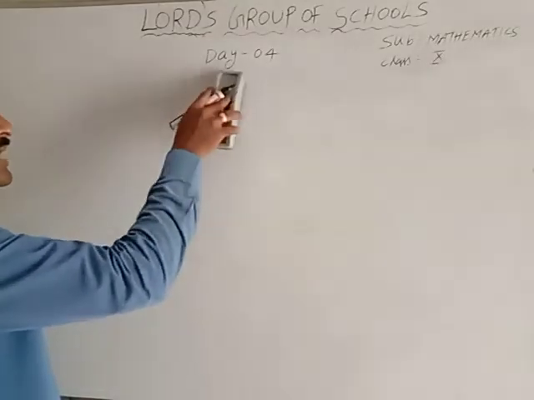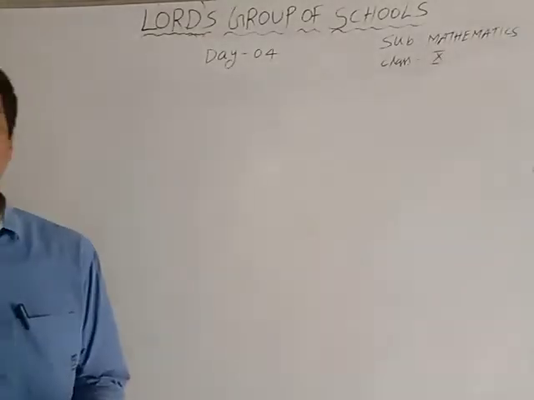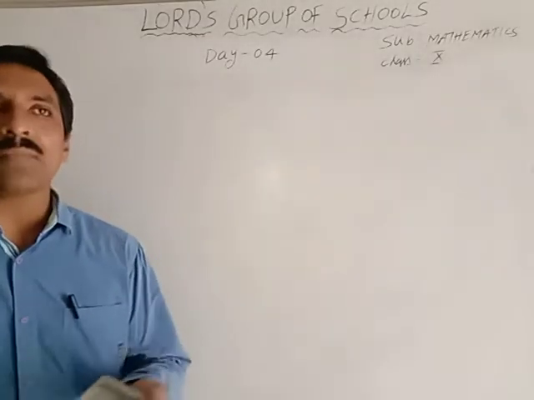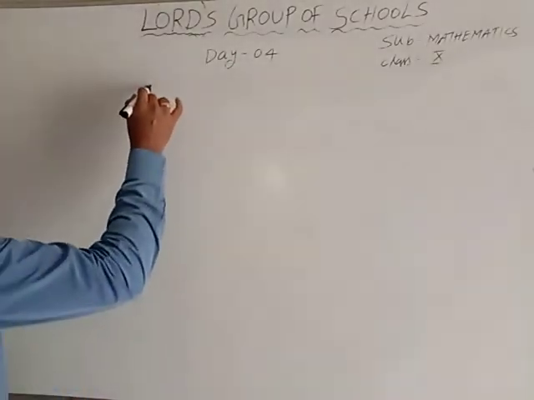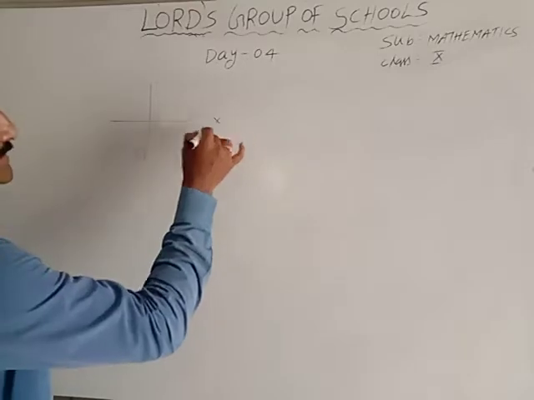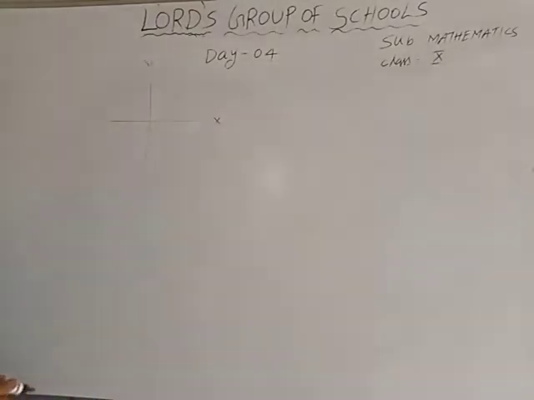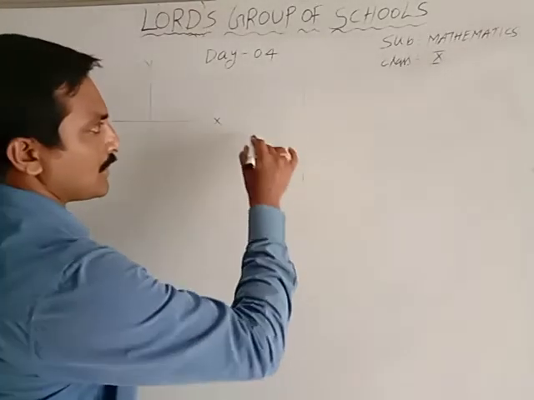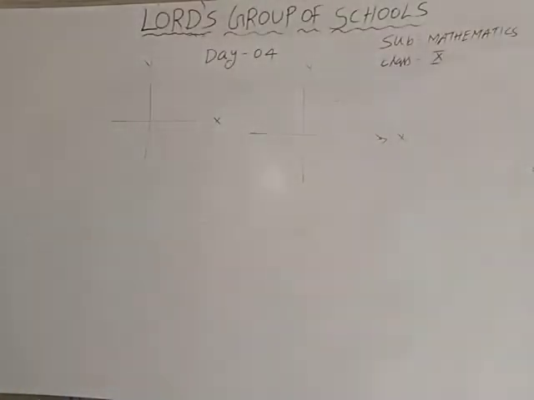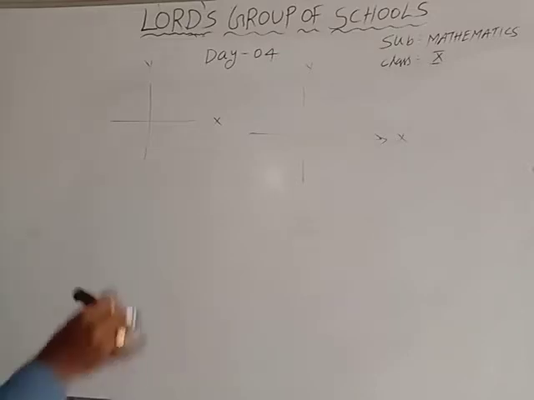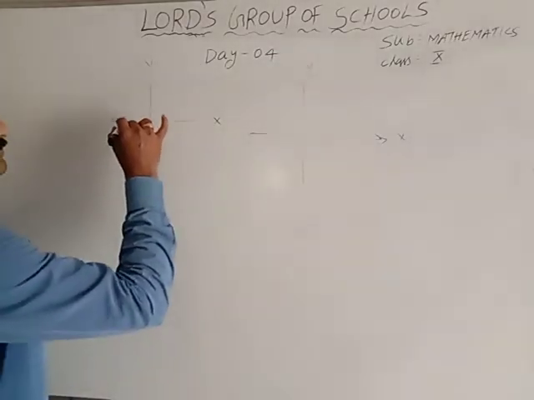Next, if graphs are given, how do you find the number of zeros graphically? For example, you have to take two axes, the x-axis and y-axis. Like that I will take some graphs with x and y. Now you have to draw some graphs of each one. Now I will draw it.